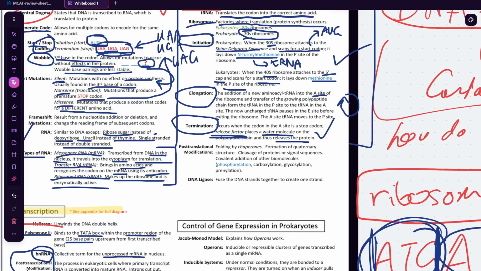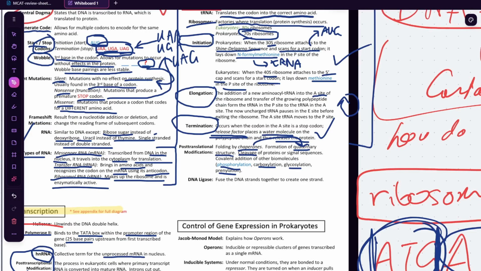So what are the finishing touches? Well, there can be folding by chaperones, which help the protein fold into its 3D shape, and formation of quaternary structure. And then cleavage: some proteins have signal sequences that get cut off. Sometimes things get cut out. And then covalent or chemical addition is when the protein might get phosphorylated. You can go through carboxylation, glycosylation, or prenylation.